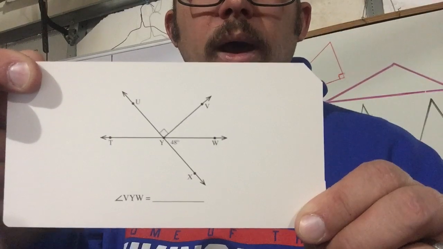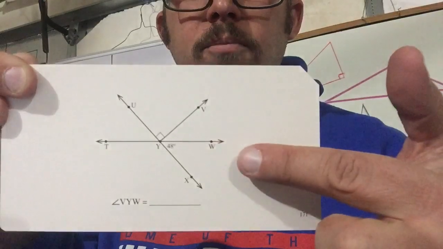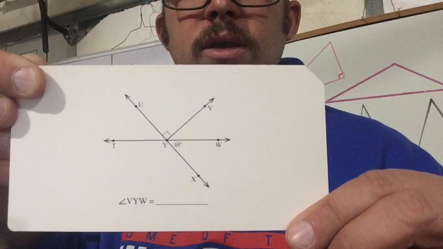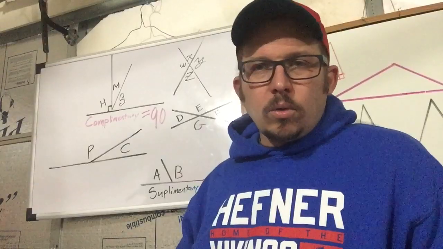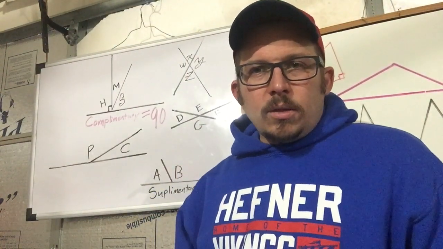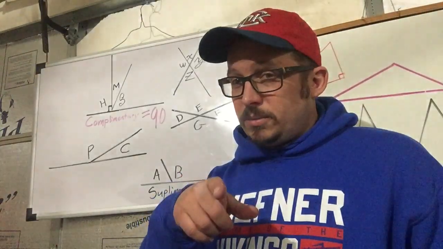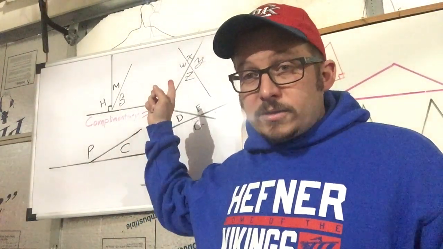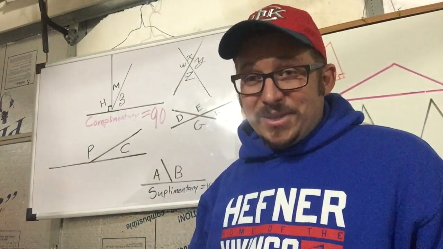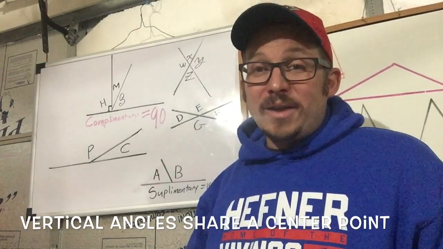Angle VYW. So that goes from the V down to the Y, back to the W. We want to know what is the measurement of angle VYW. If you have a straight line up and down, those angles are in a special relationship. Angle X and angle Z are in a special relationship. They are vertical angles, one right above the other one.